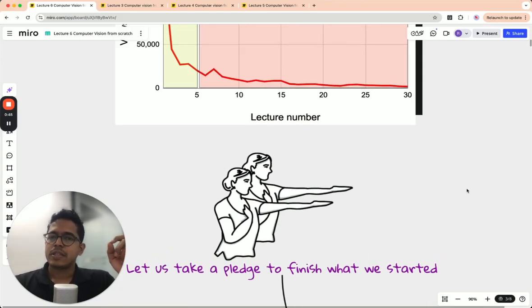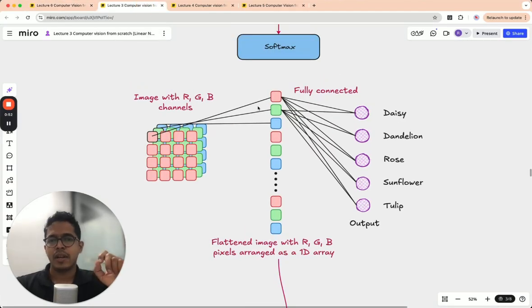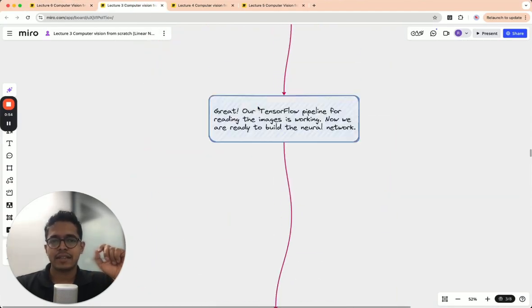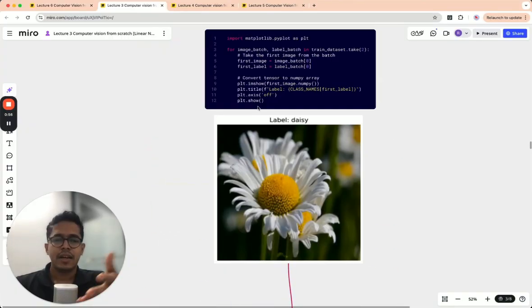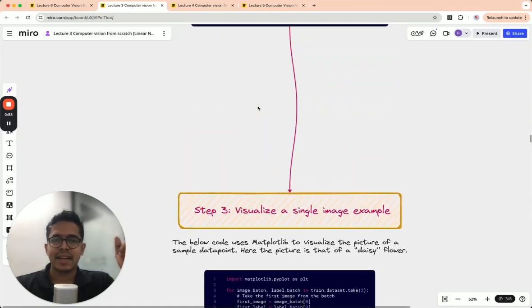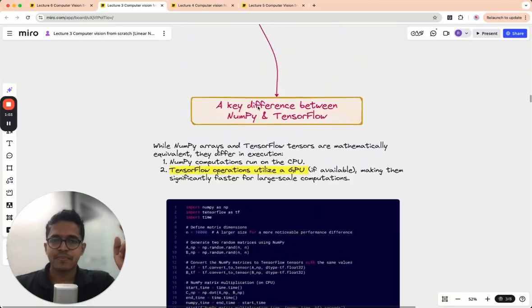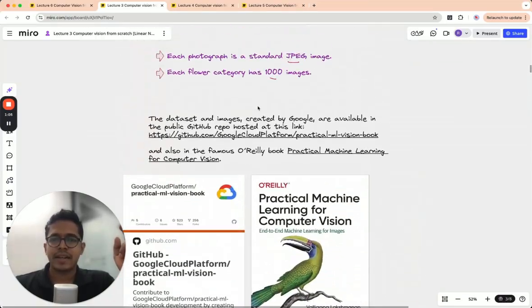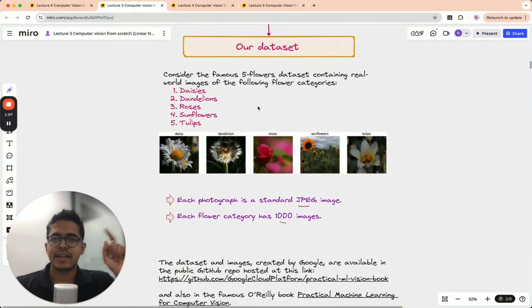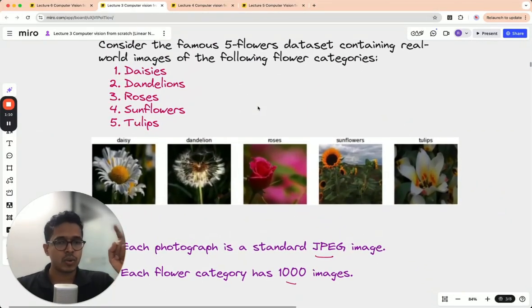With that, let's do a small recap of what we were doing in the last 2 lectures. In lecture 3, we built a linear model for classifying the 5 flower dataset. Our dataset had different types of flowers: daisy, dandelion, tulips, sunflowers, and roses. So we have a dataset of images of flowers in these 5 categories, and we are doing a 5-class classification.